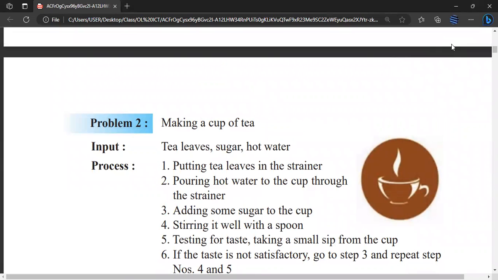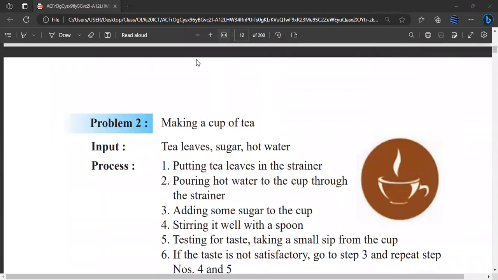So input: tea leaves, sugar, hot water. I hope that some of you know how to make a cup of tea, right? So tea leaves, sugar, hot water, then process: putting tea leaves in the strainer, pouring hot water into the cup through the strainer, adding some sugar to the cup, stirring it well with a spoon, tasting for taste, taking a small sip from the cup.